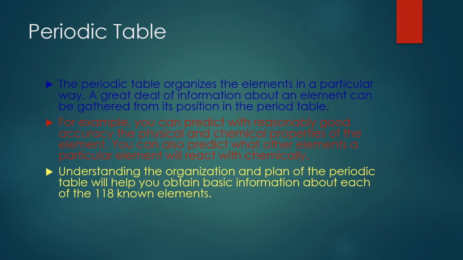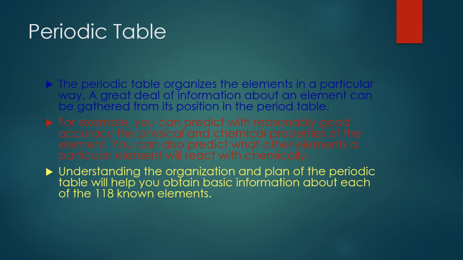A great deal of information about an element can be gathered from its position in the periodic table. Once more, I will repeat. The periodic table organizes the elements in a particular way. A great deal of information about an element can be gathered from its position. For example, you can predict with reasonably good accuracy the physical and chemical properties of the element. You can also predict what other elements a particular element will react with chemically.